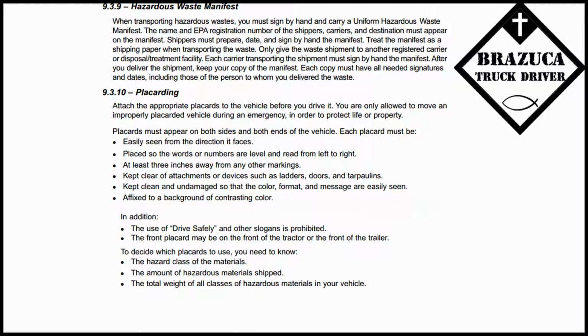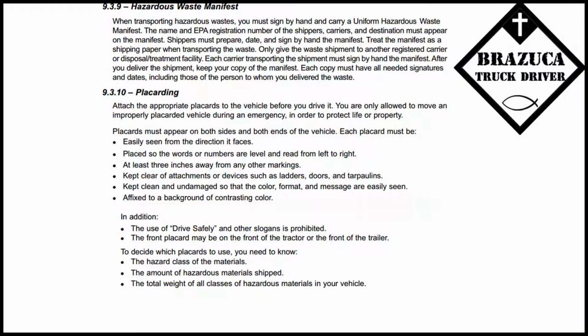9.3.9 Hazardous waste manifest. When transporting hazardous wastes, you must sign by hand and carry a uniform hazardous waste manifest. The name and EPA registration number of the shippers, carriers, and destination must appear on the manifest. Shippers must prepare, date, and sign by hand the manifest. Treat the manifest as a shipping paper.